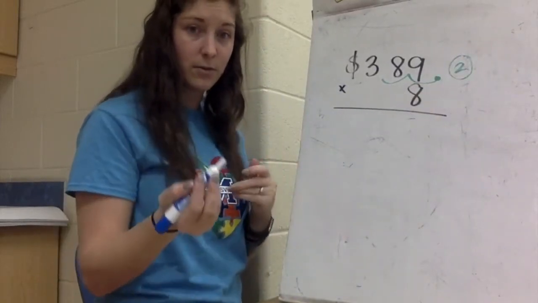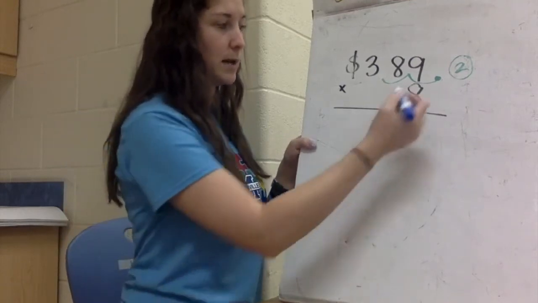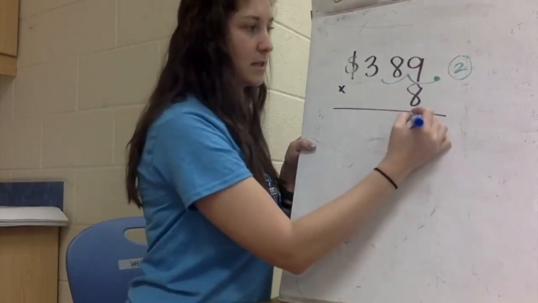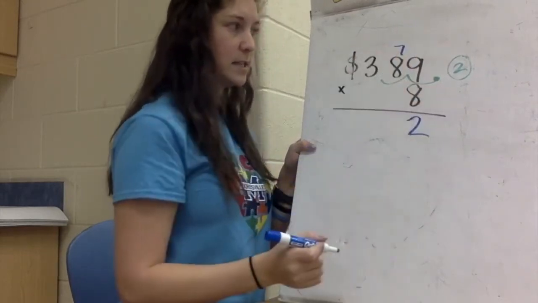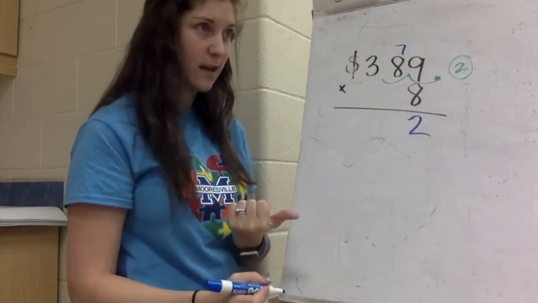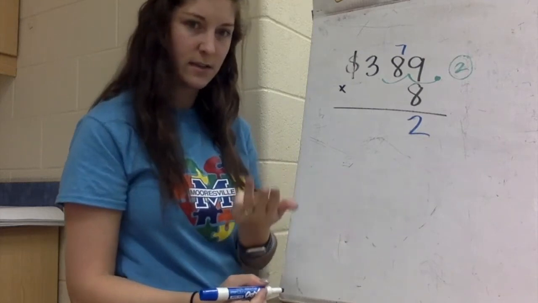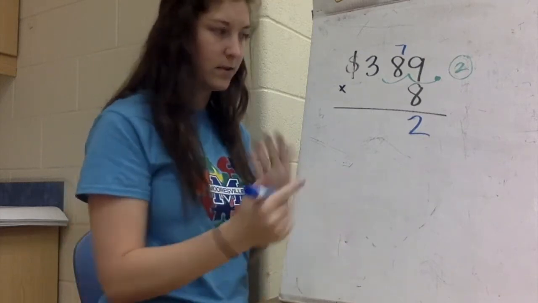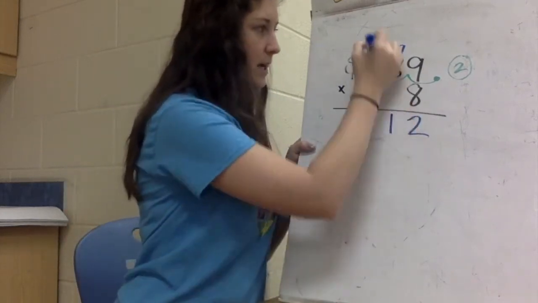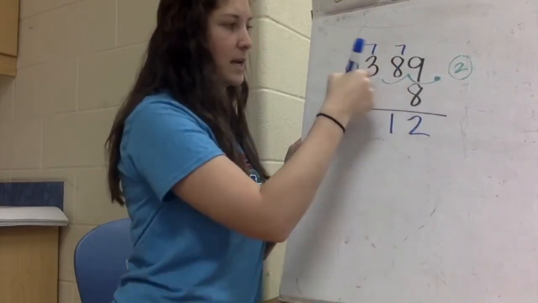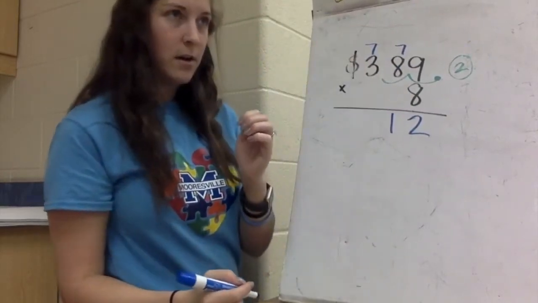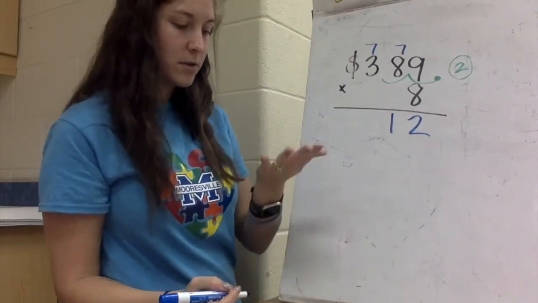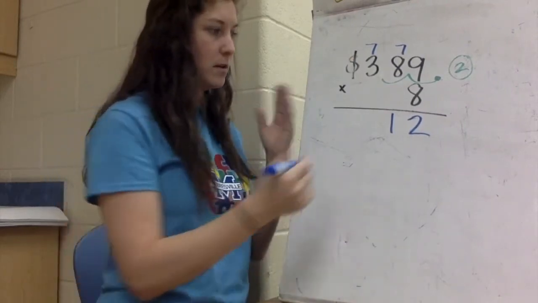Then I'm going to start with my blue and go ahead and start multiplying. 9 times 8 is 72. 8 times 8 is 64, plus 7 is 71. So 1 down, 7 goes up. 8 times 3 is 24, plus 7 is 31.